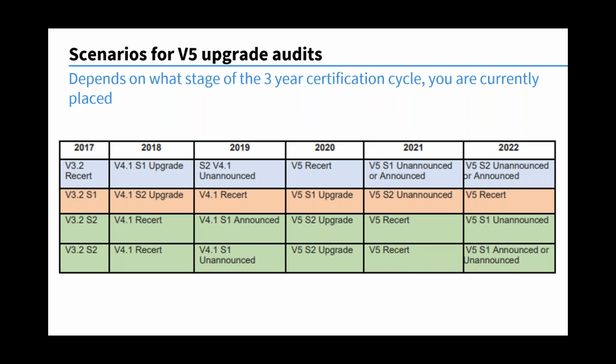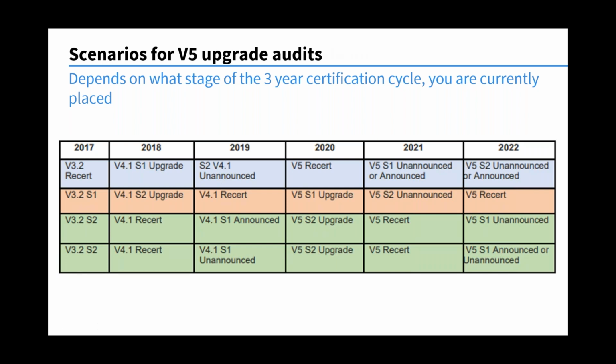So this is the scenario. Basis wherever you are in the certification cycle, the next audit would be a version 5 upgrade audit along with the regular audit that is going to happen for your certification cycle.